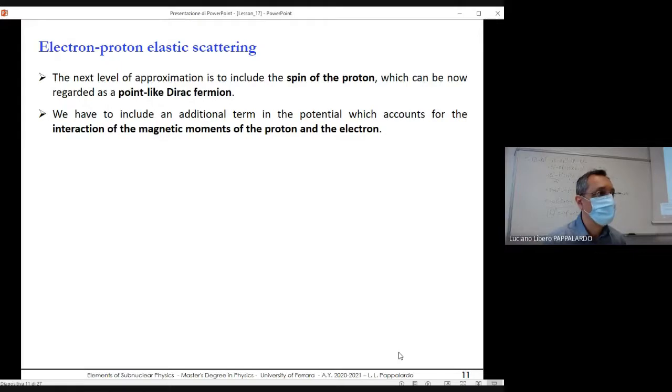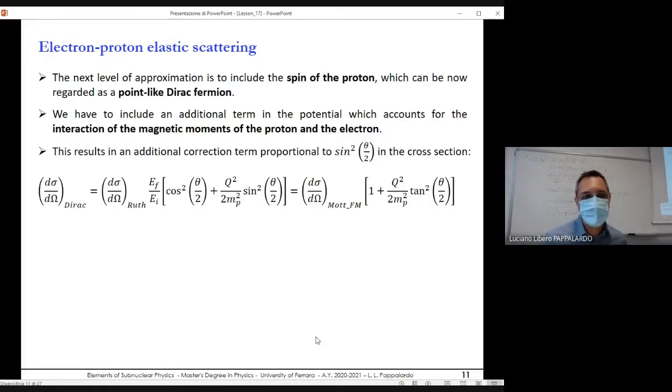And so, by doing so, we have two objects that are interacting, and that both carry spin, and so they both carry magnetic moment. And so we have to take into account the interaction of the magnetic moment of the proton and the electron, once we allow for both particles to have spin. And so we have to modify again our cross-section.